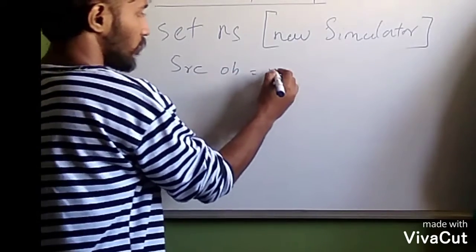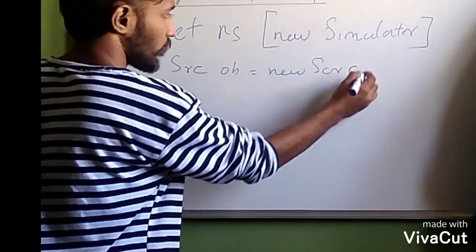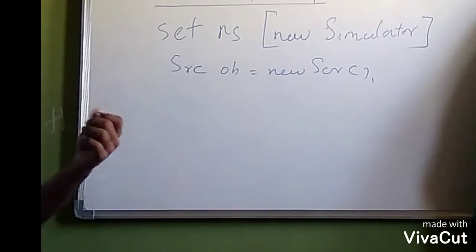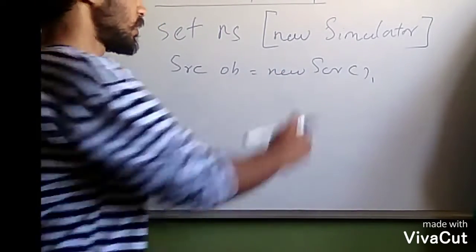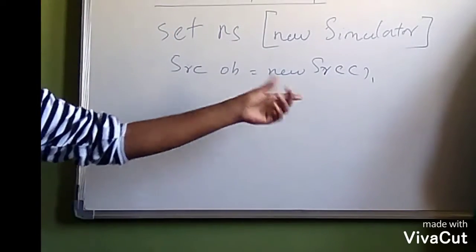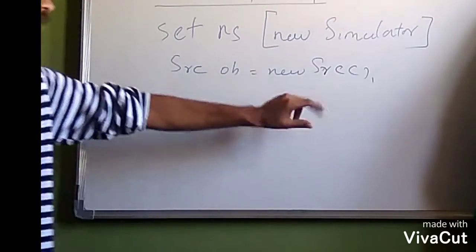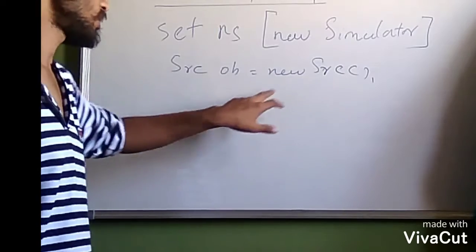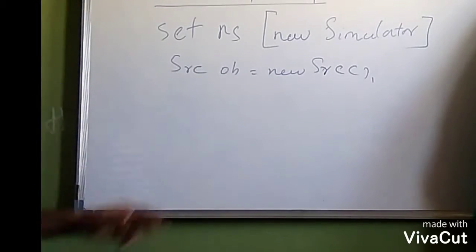object. Let's say new source. What we are doing here is we are taking an instance of the class source and we are storing the object of that class in a variable called ob.